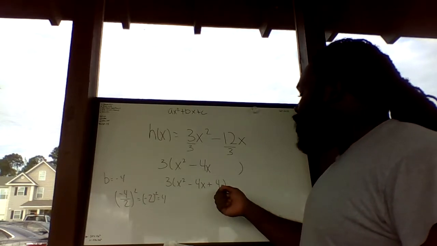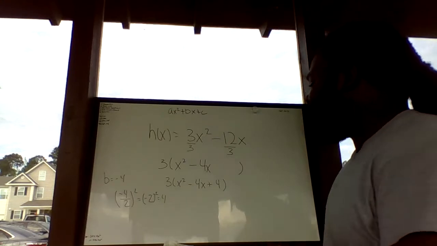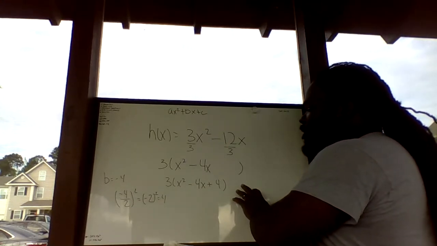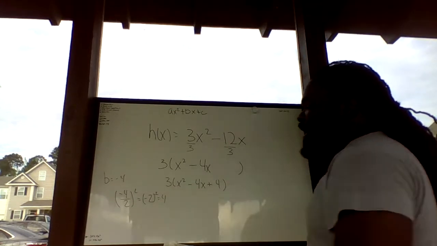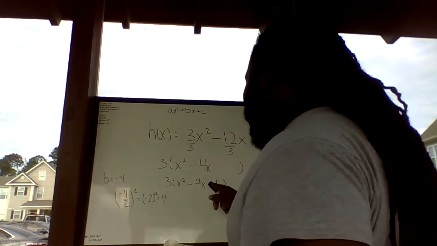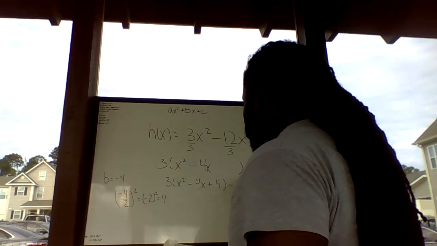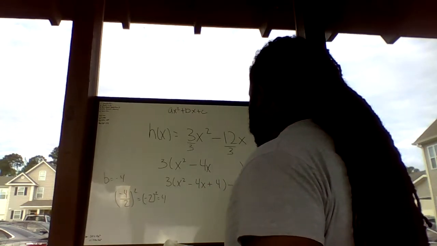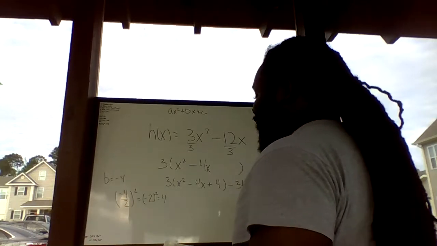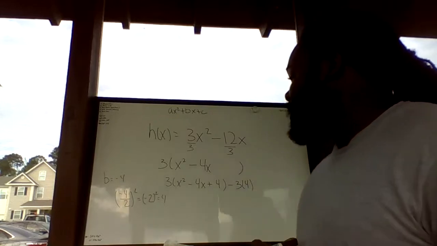So I have a 4 over here. I need to make it equivalent, right? So how do I make it equivalent? Well, on the outside, I don't put a 4 because remember, everything in here is being multiplied by 3. So essentially, I've added 3 times 4. So if I've added that on the inside, that's what I need to subtract on the outside. That way, it's equivalent to what it originally was, right?